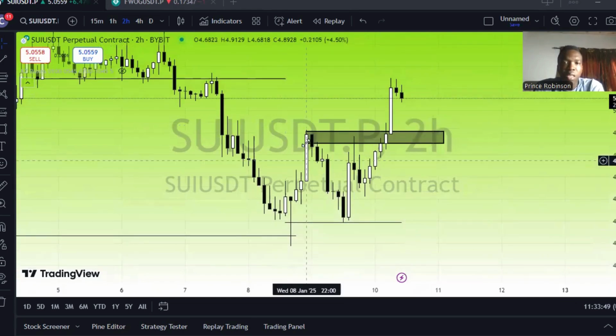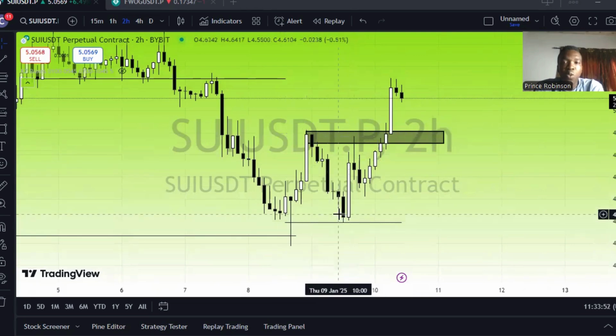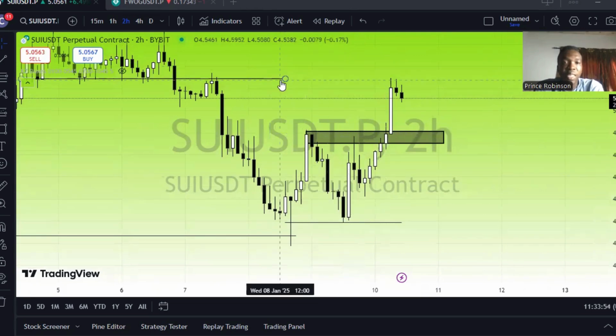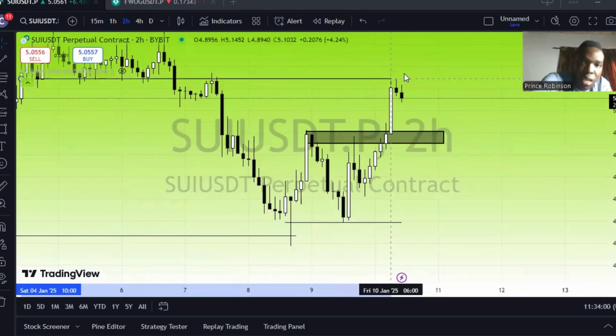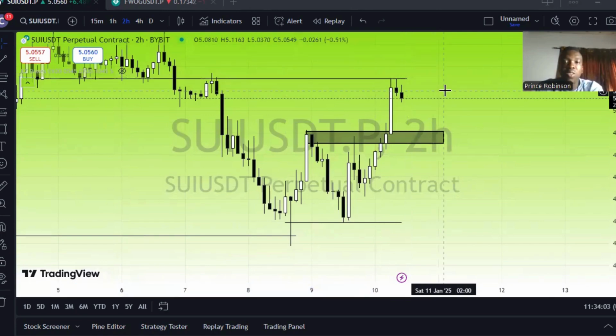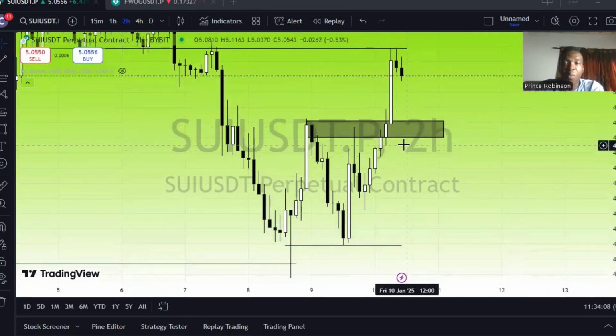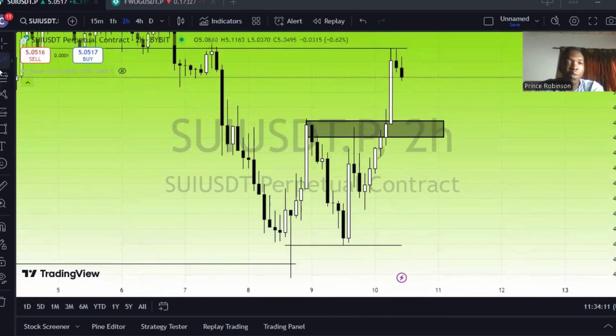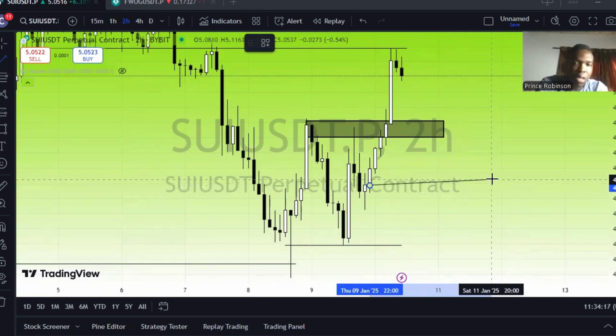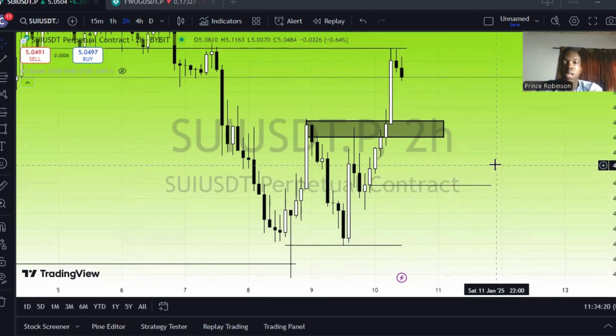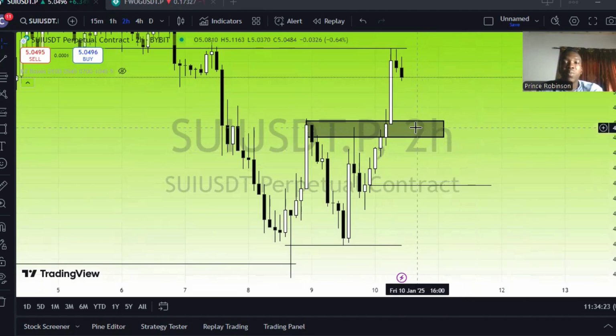Okay. Now this is a swing high. This is a swing low. This is a swing high. Although price is also reacting to this resistance. Price is still reacting to this resistance here. But as you can see, I'm waiting for my buy entry either at this junction or here. All right. These are the two places I'm waiting for my buy entry.